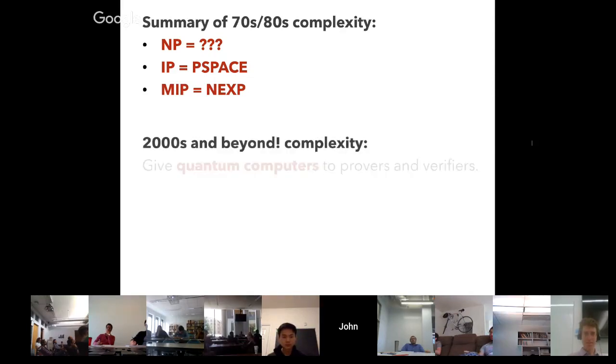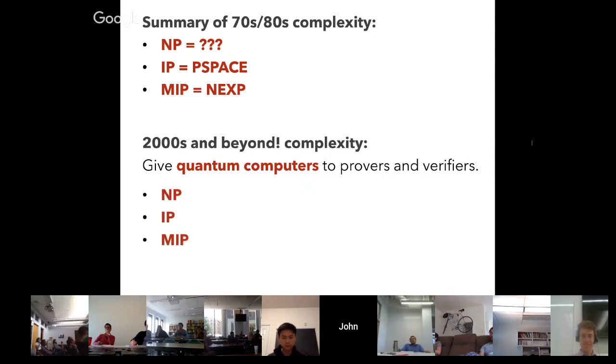And in the 2000s, everyone has a quantum computer, so we should give a quantum computer to provers and verifiers. And how do you do this? Well, the standard way is you take your classes. They all have these nice little names, and then you have Qs in front of them. So you get QNP, QIP, and QMIP. These aren't actually the 100% correct names. QNP is actually QMA, and QMIP is better known as MIP star. But you can ask similar questions about these classes.